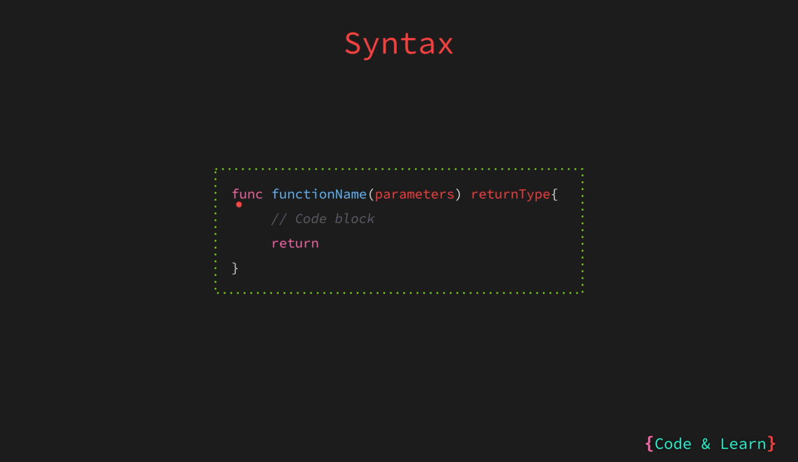You define a function using the func keyword, followed by the function name, then parentheses, and inside those parentheses, the parameters that the function accepts, followed by the return type, and then curly braces, inside which the code block or the processing block of the function lives. Now let's look at some examples.